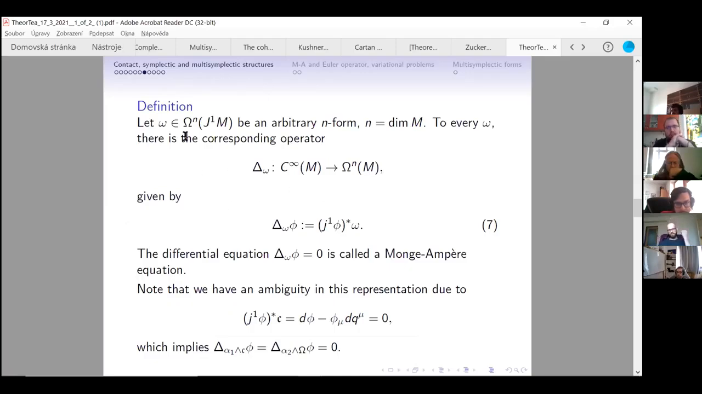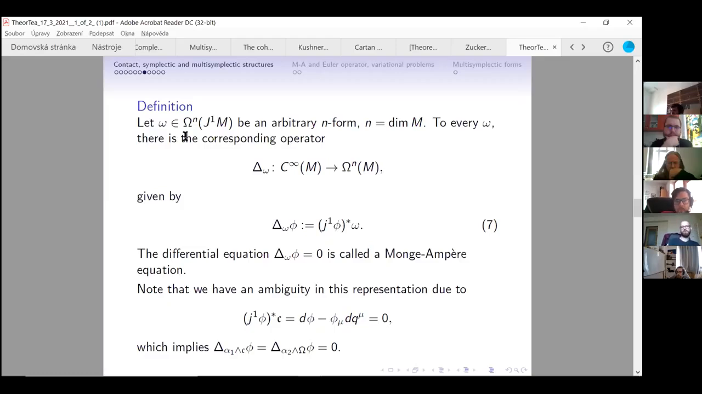So what do we have? Consider an n-form on J1M. Notice that if M is n-dimensional, J1M is 2n plus 1 dimensional. So there are plenty of n-forms on J1M. But those n-forms are quite special because we can pull them back along the sections J1 phi to obtain n-forms on the base manifold. And this is just a one-dimensional subspace, right?